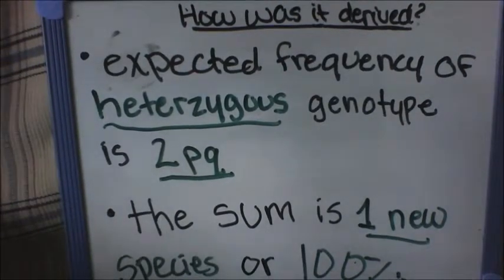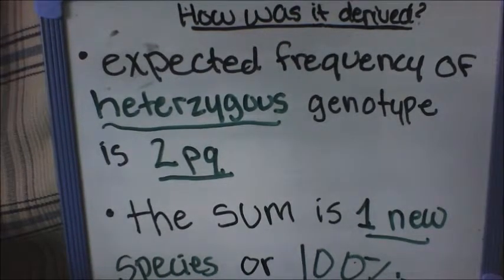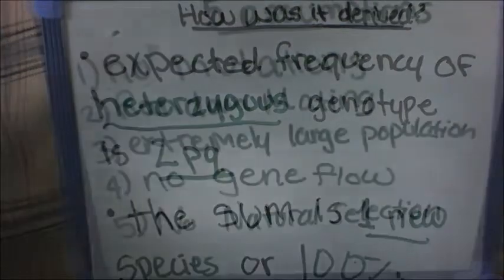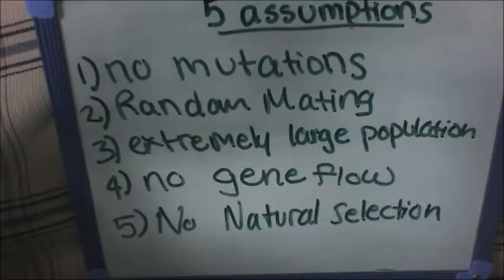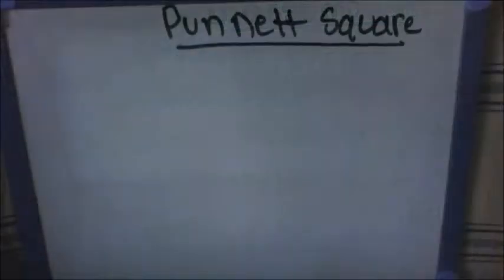The genotype is the set of all genes, and the phenotype is the physical expression of the trait that we are able to see. There are also 5 assumptions made when the Hardy-Weinberg equation is used. The 5 assumptions are no mutations, random mating, no natural selection, an extremely large population size, and no gene flow. Here in a Punnett square, I am going to show you how the equation was created.